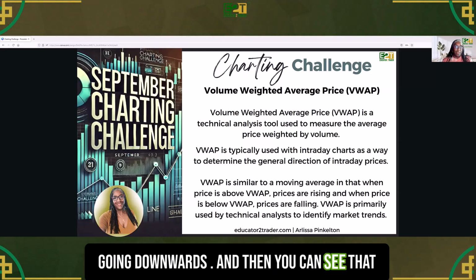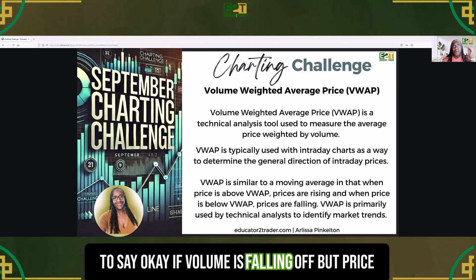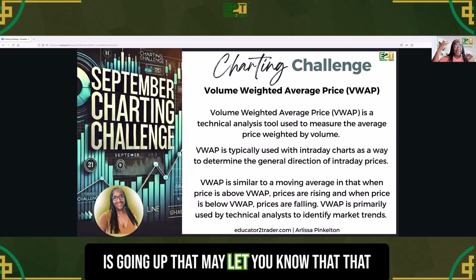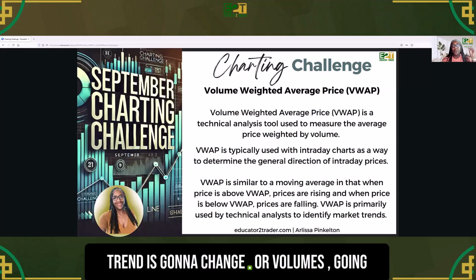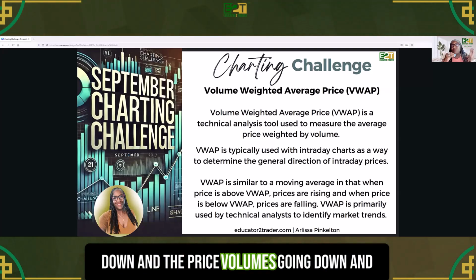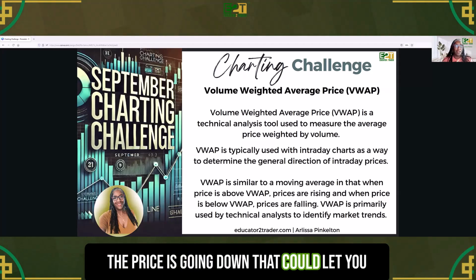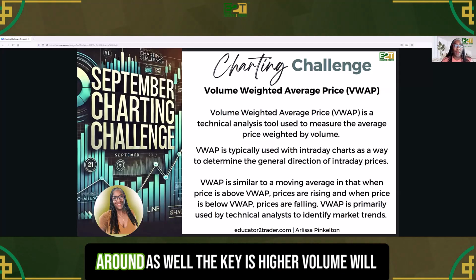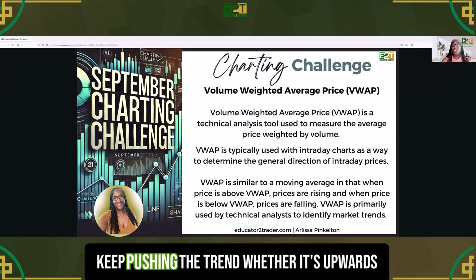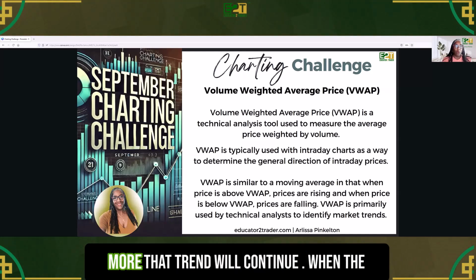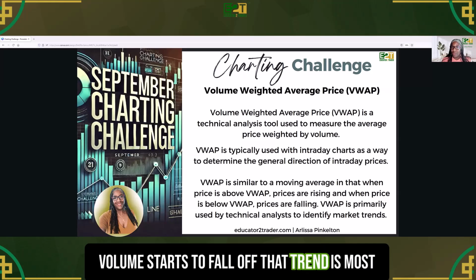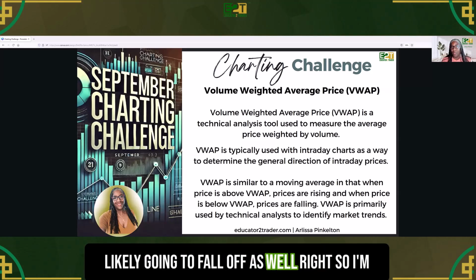And then if volume is falling off but price is going up, that may let you know that the trend is going to change. Or if volume is going down and the price is going down, that could let you know that price could possibly turn around as well. The key is higher volume will keep pushing the trend, whether it's upwards or downwards. The higher the volume, the more that trend will continue. When the volume starts to fall off, that trend is most likely going to fall off as well, right?